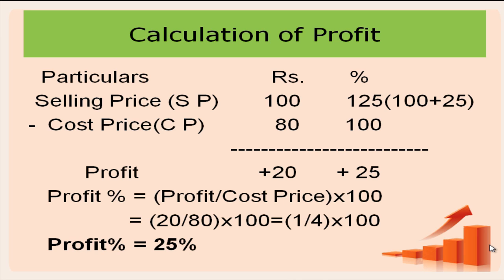Here plus represents profit. For all the given situation, cost price percentage remains standard as 100. So cost price percentage is 100, profit percentage is 25. Therefore selling price percentage is equal to cost price percentage plus profit percentage, that is equal to 100 plus 25, that is equal to 125%. In this way we can calculate selling price percentage, profit percentage and also profit. Now we are going into the next situation.